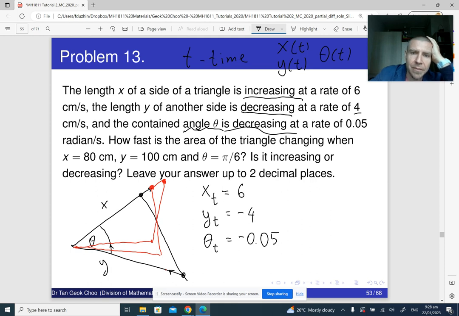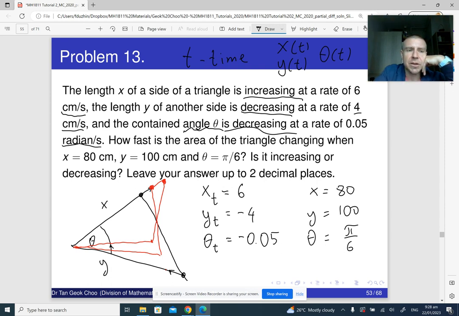All right, and then we also know that at the given moment, x is 80, y is 100, and theta is pi over 6. Let me make sure that everything is measured in the same units. So we have centimeters per second, radians per second. Which means that we've got to have centimeters here, which is correct, centimeters here, and radians here, which again is correct. Whenever there's pi over something, then it's radians, not degrees. Okay, so all the units are consistent.